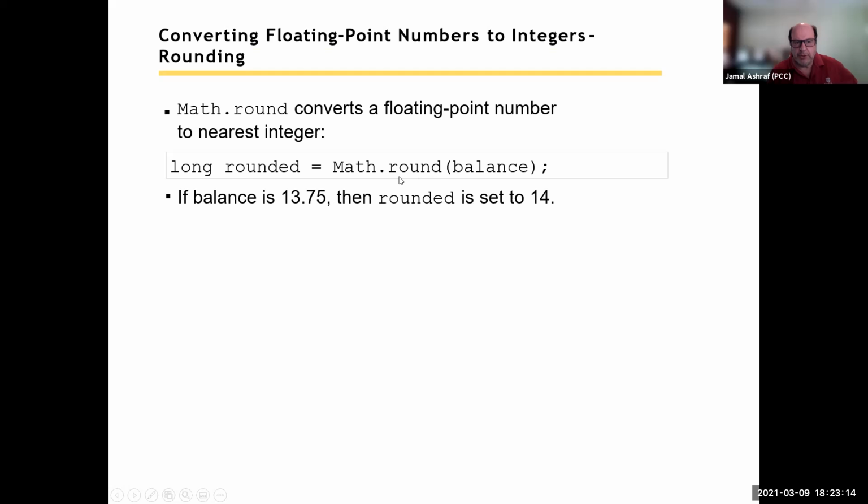So the round is going to take the number that I have, it's going to round it, and then it's going to put it back as an integer. So if it's 0.5 and above, it's going to go up. If it's less than 0.5, it's going to go down. So that's what the round method is going to do for us.